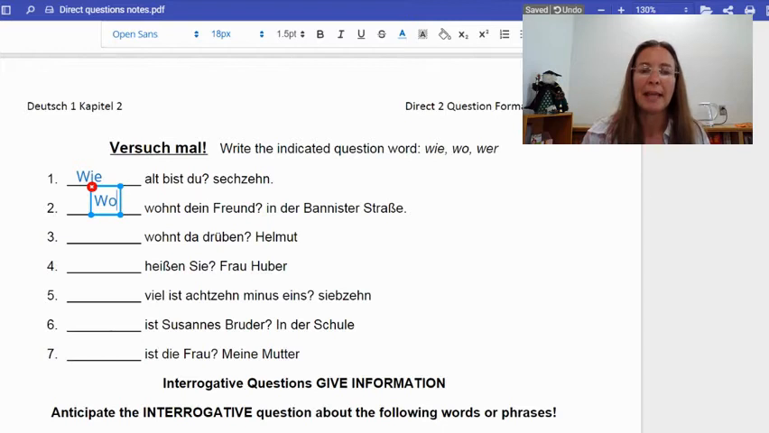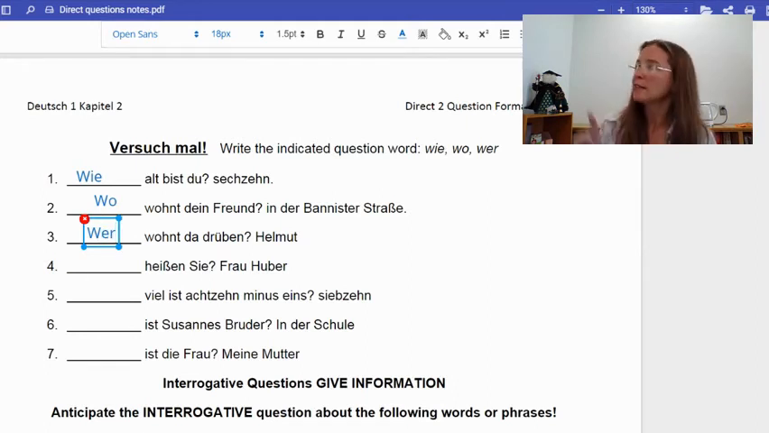Nummer 3, blank wohnt da drüben? The answer is Helmut. So here we use the same verb wohnt, but the answer is Helmut. Helmut is a person. So which of these are we going to use with a person? You got it. Wer. Wer means who. Wer wohnt da drüben? Who lives over there? Helmut wohnt da drüben. Okay? I want you to stop the video, answer questions 4 through 7, and come back and check your answers.